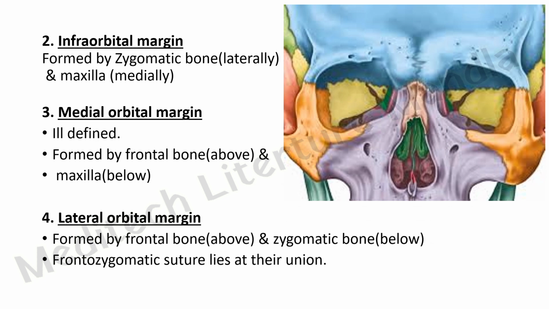Infraorbital margin, as you can see, is formed by two bones. Laterally, you can see it is formed by the orange colored zygomatic bone. Medially, it is formed by the violet colored maxilla.